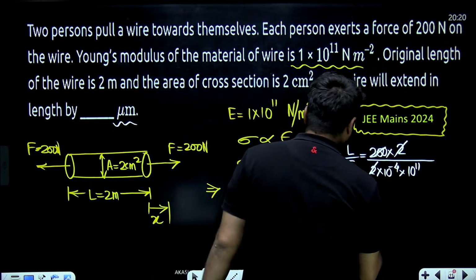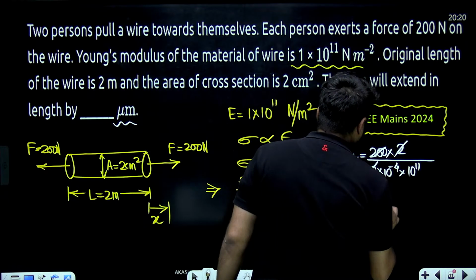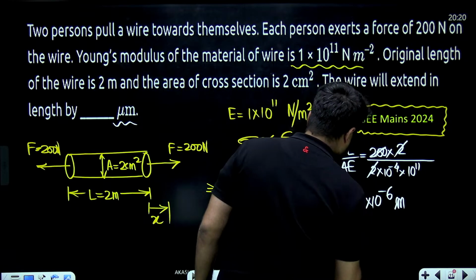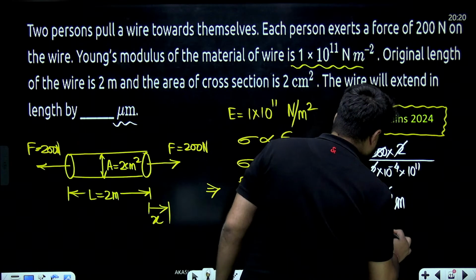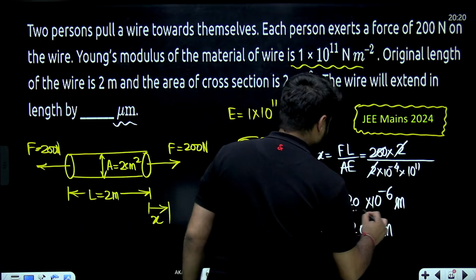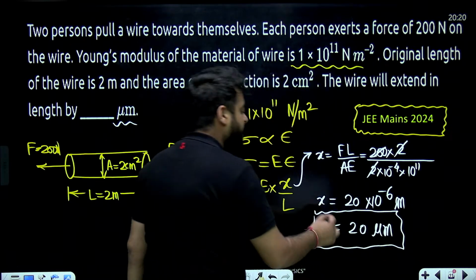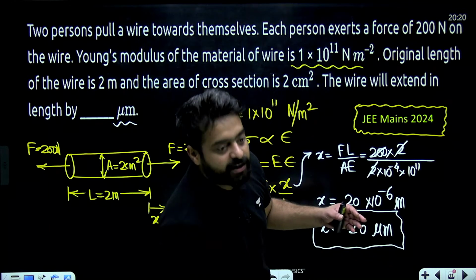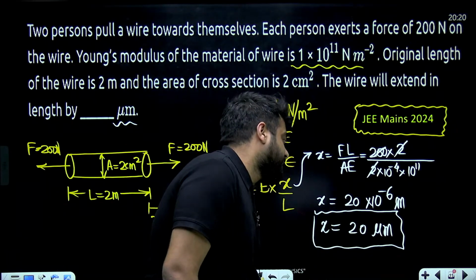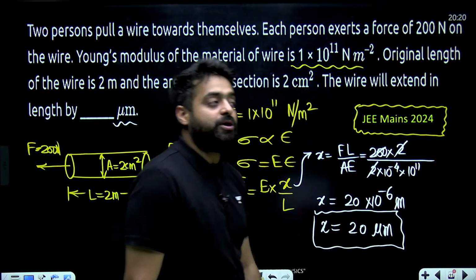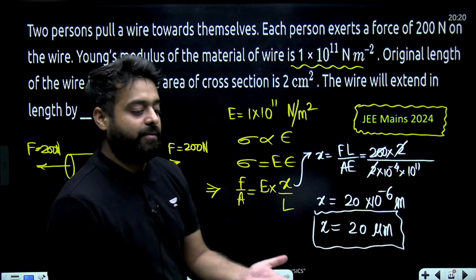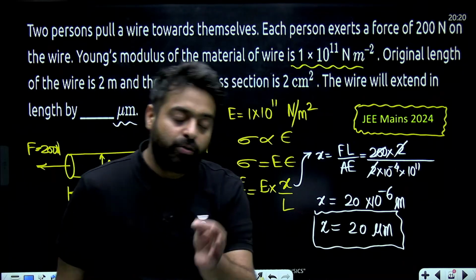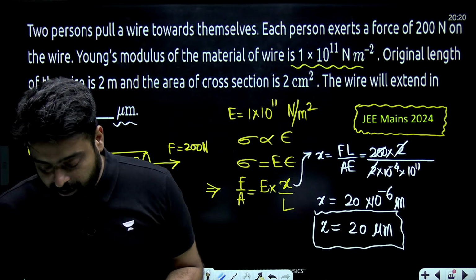So can I say 20 into 10 power minus 6 meter, or you can say the x value is 20 micrometer. Let's suppose if I want to put it in millimeter only, then it should be divided by 1000. So it is 0.2 millimeter. For the 2 meter long wire, you can only get 0.2 millimeter or not?